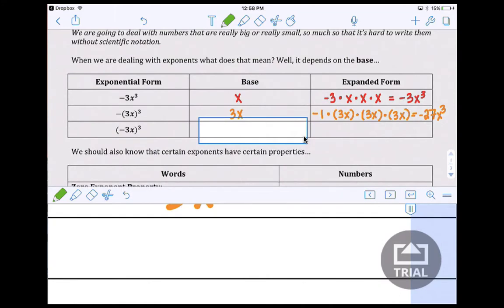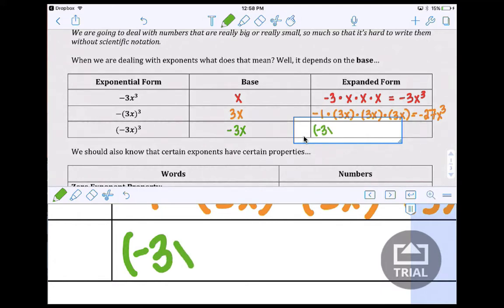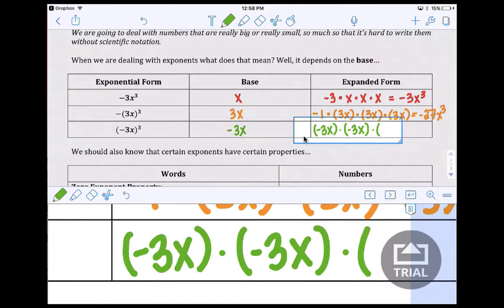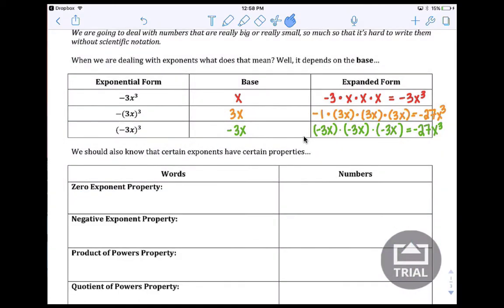Finally, this time the parentheses are around everything. It's around negative 3x, making it the base, which means we are going to multiply negative 3x by itself 3 times. Now, if I do that in my head, negative 3 times negative 3 is a positive 9. Positive 9 times negative 3 is negative 27 again. And then I have that x cubed. Now, they're not always going to be the same, but in this case, because of the negative and the exponent combination, we got the same answer as the one before. But again, it's not always going to work out that way, so don't get too excited that it did.